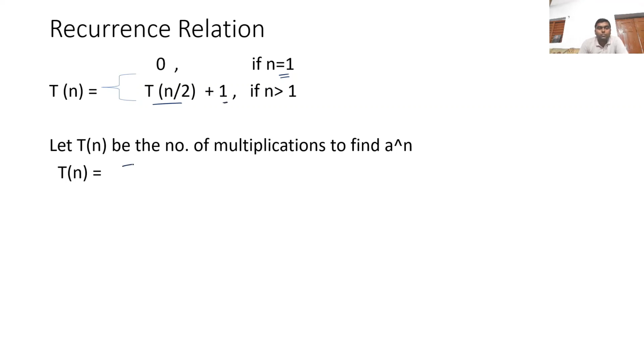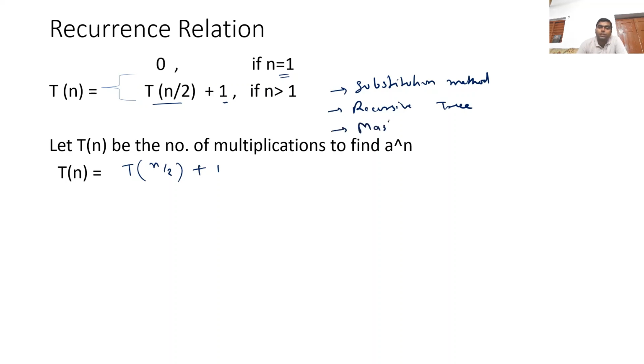Now you are very much aware of how to solve this kind of recurrence relation. For solving a recurrence relation, there are three strategies. What are those strategies? The first method is the substitution method. The next one is the recursive tree method. And the next one is the master's method, or master's theorem. In this case you may apply any one.